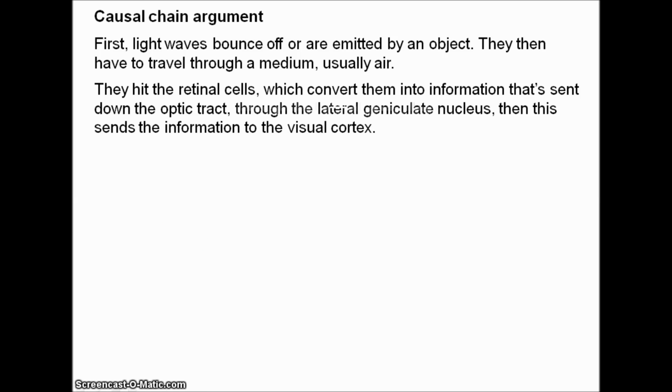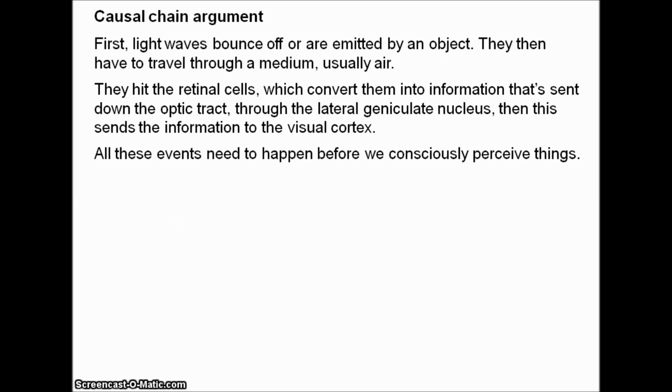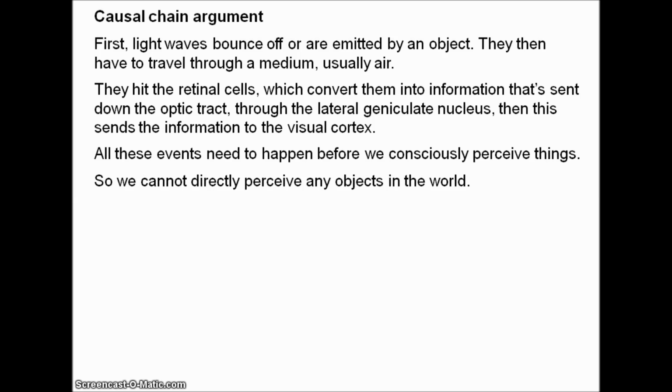The light waves hit the retinal cells, which convert them into information that's sent down the optic tract through the lateral geniculate nucleus, and then this sends the information to the visual cortex, and so on. At some point near the end of a complex series of processes, we consciously perceive things. Obviously, a similar story can be told for every other sensory modality. So, the argument goes, we cannot directly perceive things in the world. If I'm looking at a cup, there are a whole series of processes between that cup and my seeing the cup. Indeed, we know that my very own brain alters and transforms the information from the cup in various ways before I become aware of it.